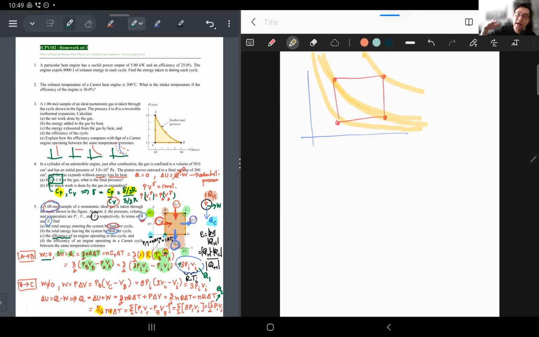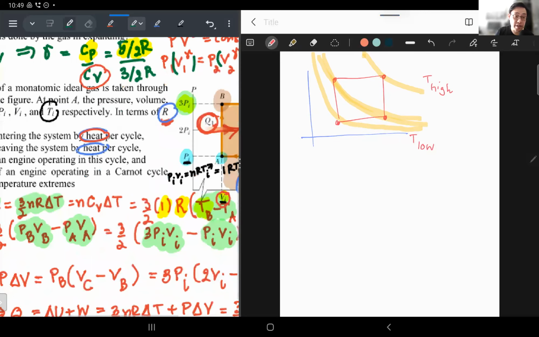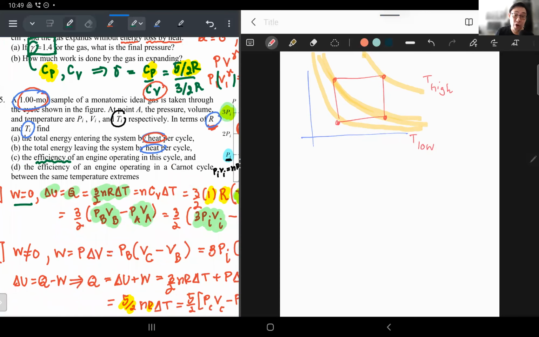Okay. And the higher lying line represents a higher temperature. So this is a T high. The lower lying line will be the lower temperature line. This is T low. Okay, so for part D, they're asking you the efficiency of an engine operating in a Carnot cycle.